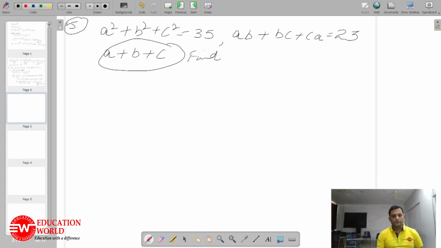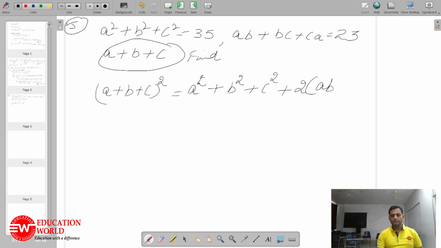Now again, (a + b + c) whole square is equal to a square plus b square plus c square plus 2 times, taking common, ab, bc, ca. So this is 35 square. No, this is not 35. This you have to find. So be careful. Be alert when I am writing.